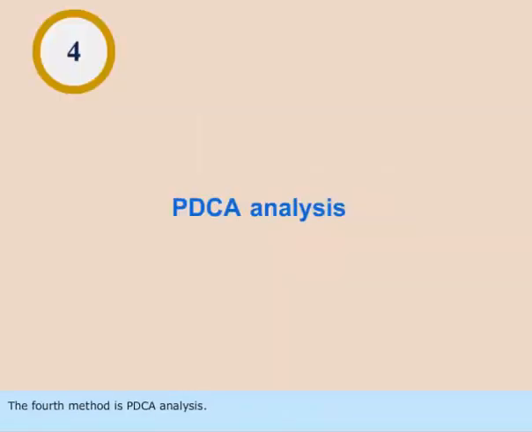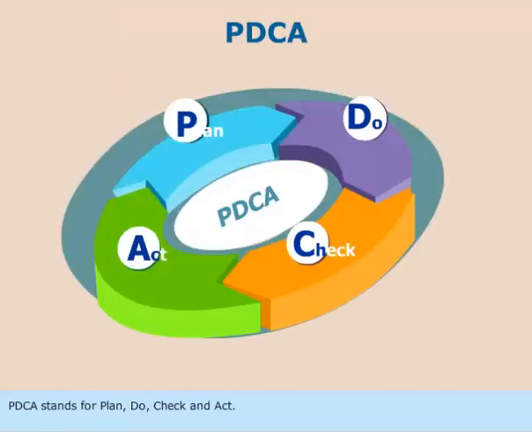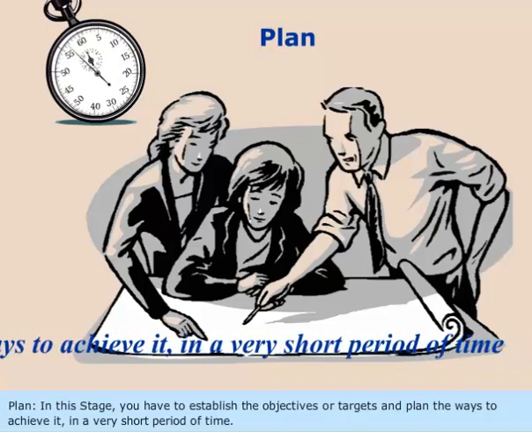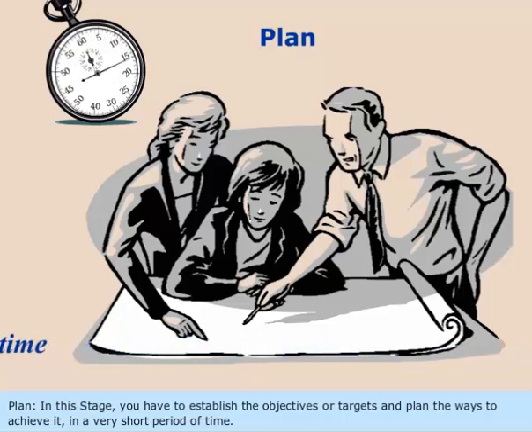Contribution can draw attention to complete the task. The fourth method is PDCA analysis. PDCA stands for Plan, Do, Check, and Act. Plan: in this stage, you have to establish the objectives or targets and plan the ways to achieve it in a very short period of time.